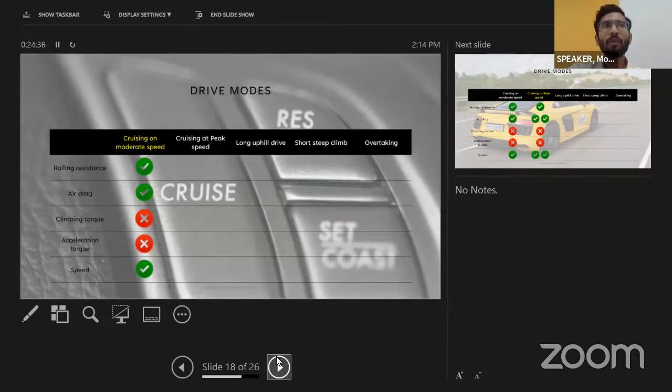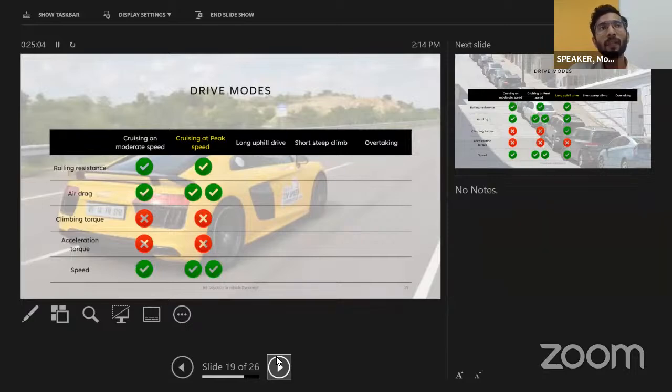If you ask whether the vehicle has to provide a climbing torque, it's not actually happening at the moderate speed because it is moving on a level road. There won't be any acceleration since it's moving at a constant speed. So when the car is moving at top speed, the air drag the vehicle experiences will be proportional to the square of the velocity with which it is moving. Since it is moving on a level road, there won't be any climbing torque or acceleration torque, but there will be a rolling resistance acting on it.